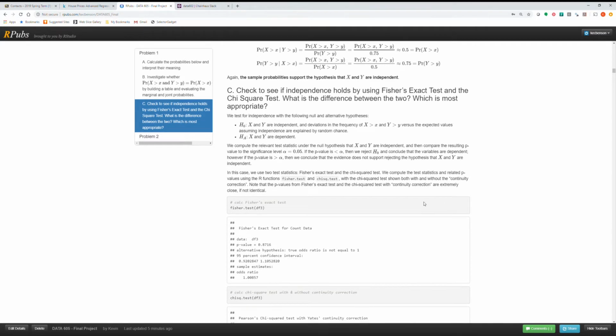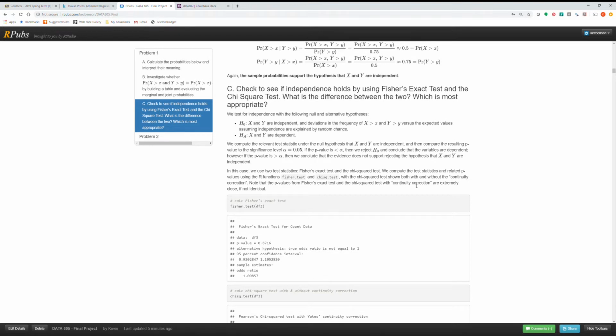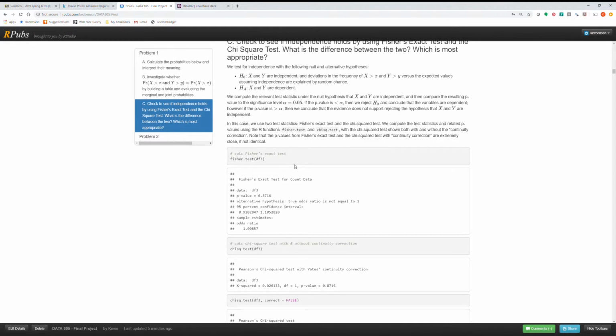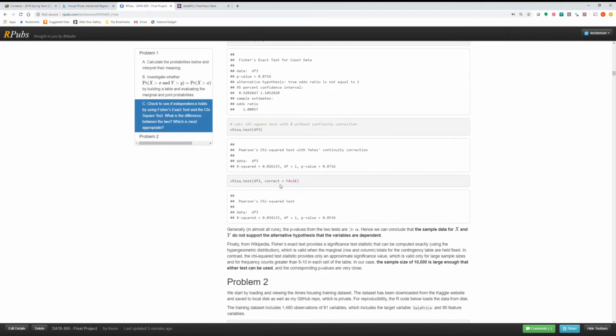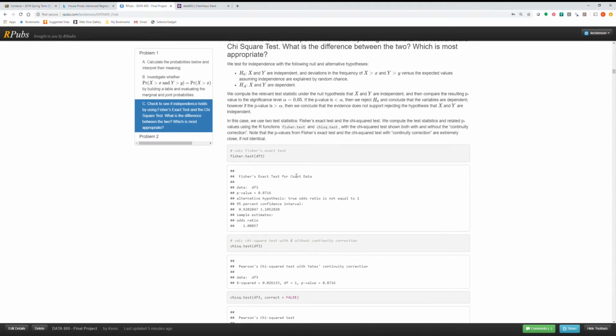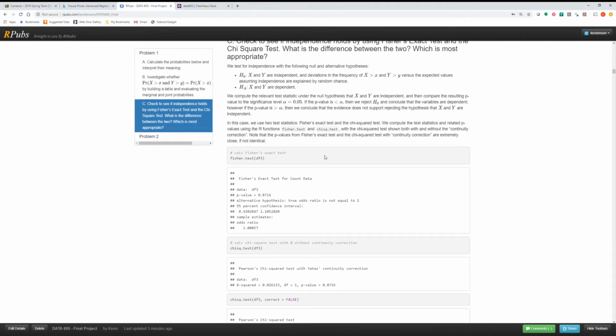Part C, we're asked to use Fisher's exact test and the chi-squared test to see if independence holds. And in either case, using the usual hypothesis testing, where the null hypothesis assumes that they're independent versus the alternative hypothesis in which they are dependent, we see that the results of both Fisher's exact test and the chi-square test result in p-values which imply that there is no reason to believe that x and y are dependent, so instead we assume that they are independent.